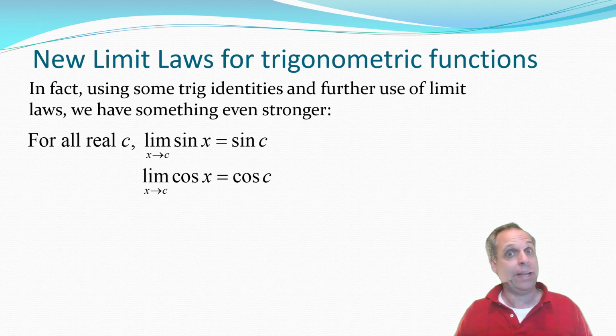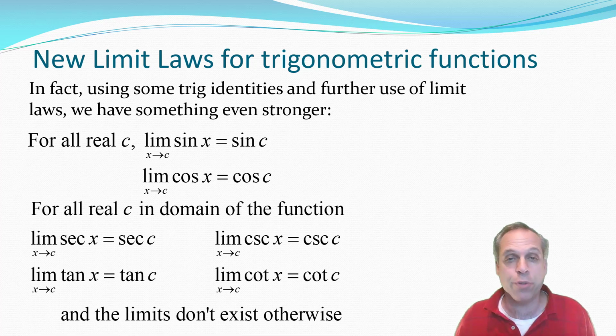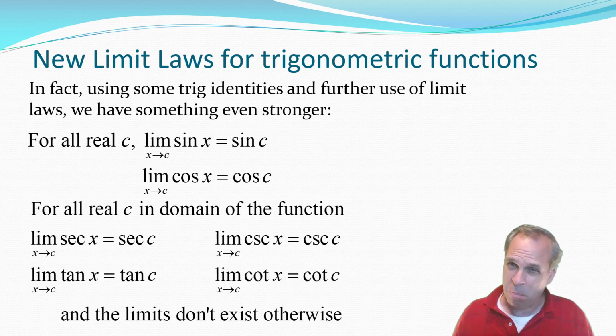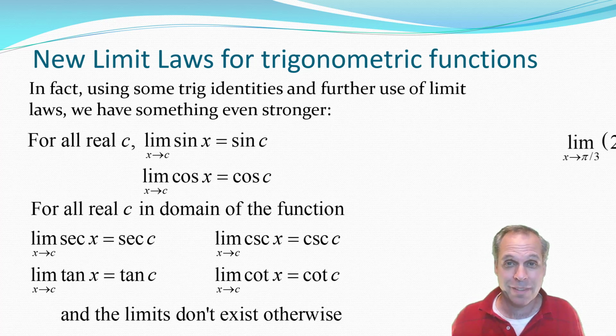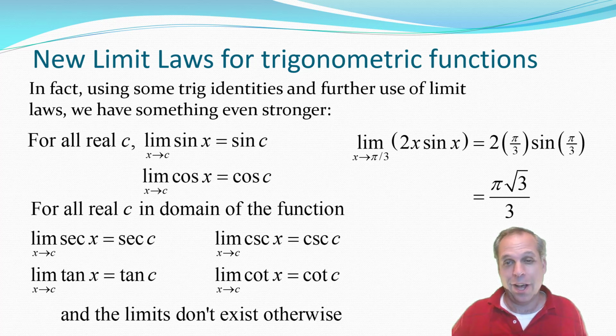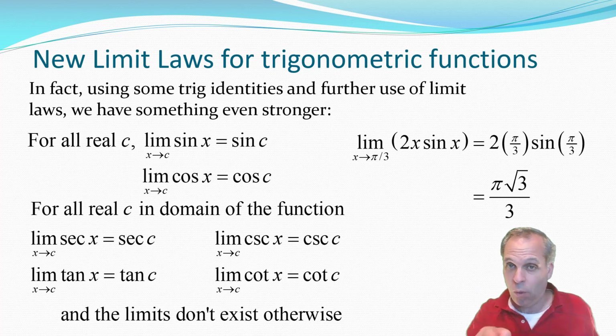So by extension, since the tangent and cotangent and secant and cosecant are just divisions of sine and cosine with one or just each other, you can find that the limit of all the other trig functions is the same as just plugging in the number, provided that that number is in the domain. If it's not in the domain, then the limit just doesn't exist. So for example, if I wanted to find the limit of 2x times the sine of x, you could push the limit through all those pieces.